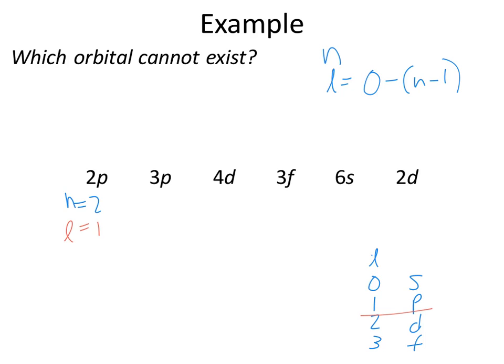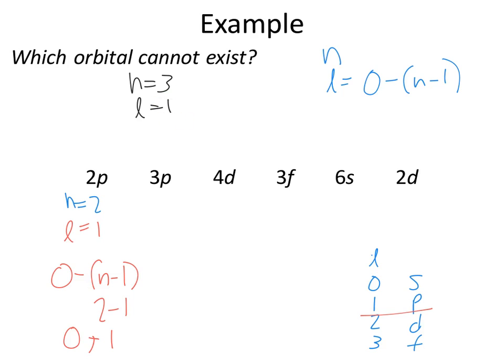Well, sure, because if we had 0 to n minus 1, 2 minus 1 is 1, so 0 or 1 you can have as your two L values, and sure enough, our L value is 1, so that works there. Let's look at 3p. In this case, our n is equal to 3, and because this is a p, our L is equal to 1. So again, L can be any value between 0 and n minus 1. n minus 1 would be equal to 2.